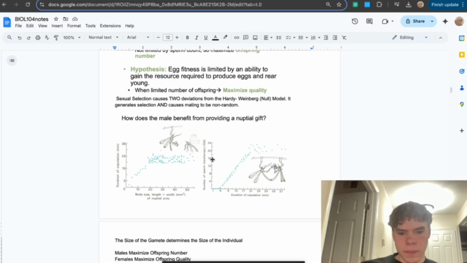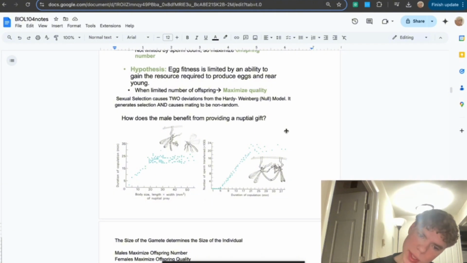We look at this map here that says duration of copulation. Well, I think it's just duration of sex, right? Versus a chart of body size length of nuptial prey. So some males, like bugs, will literally give a gift of a prey to a female they're trying to attract. And basically, this chart shows you that the bigger the prey is, the more sperm the male bug ends up giving away, right?